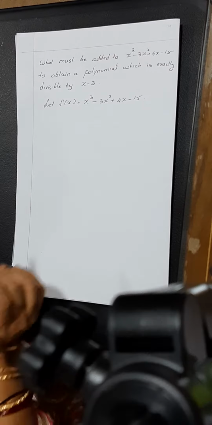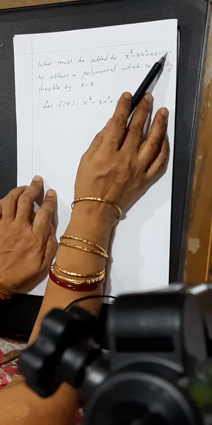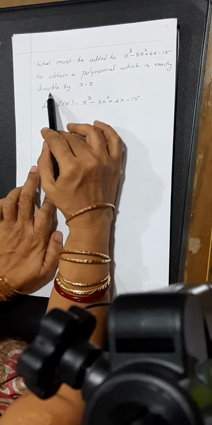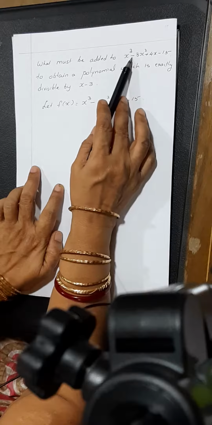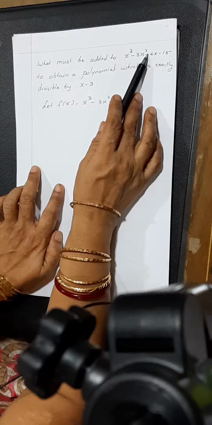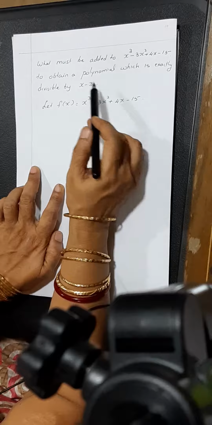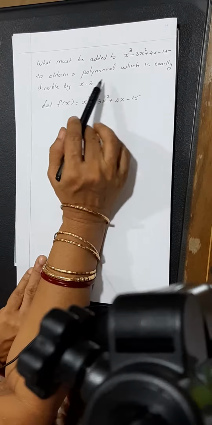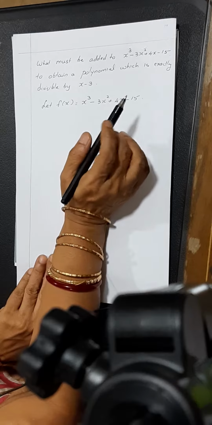So here, what must be added to this polynomial to obtain a polynomial which is exactly divisible by x minus 3? This means this is not divisible by x minus 3, you will get a remainder. So you have to add some number. If you add some number, then that polynomial will be exactly divisible by x minus 3.